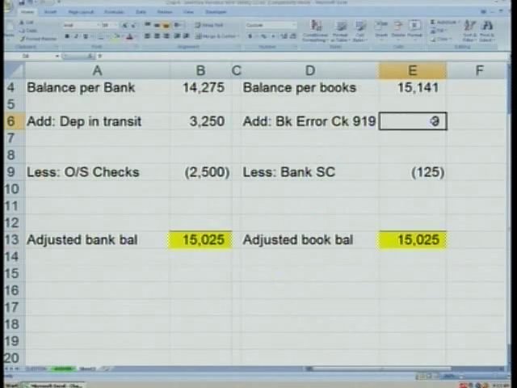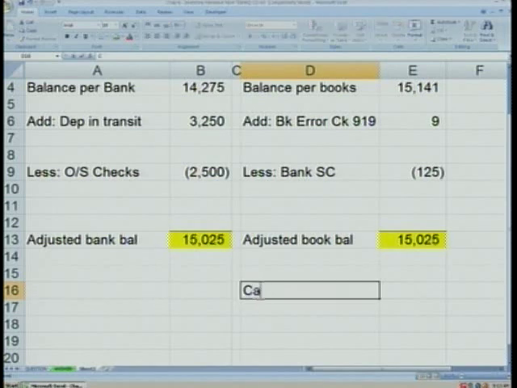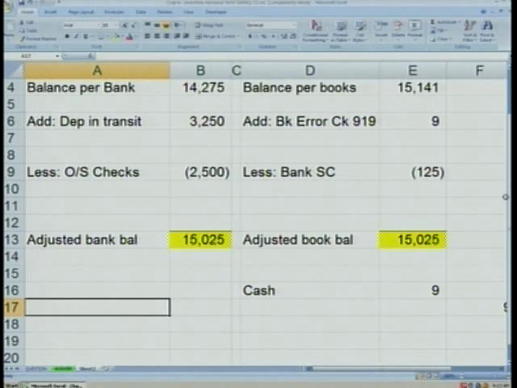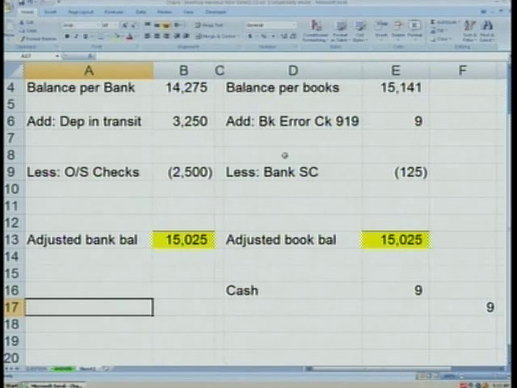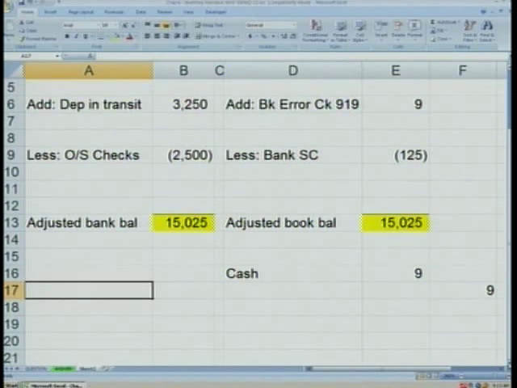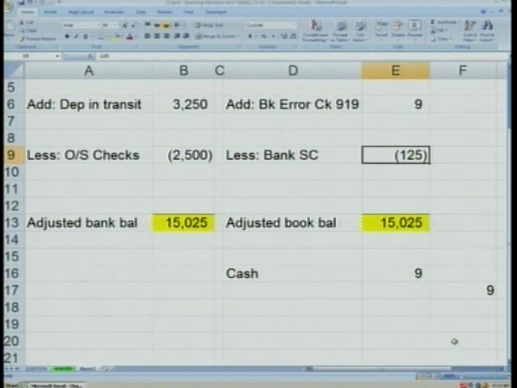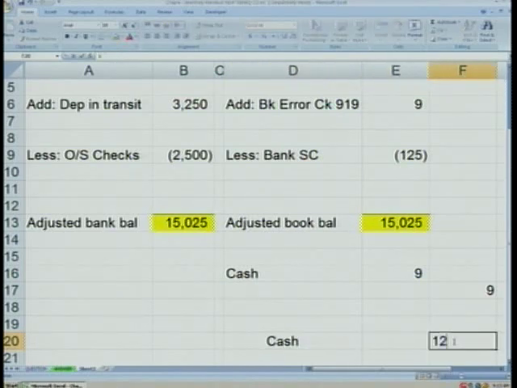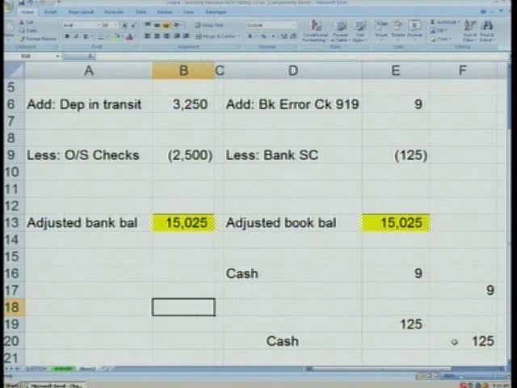Because here we are adding to the balance per book, right? So how do we add to cash? What do we do to it? We debit it. So that entry, we know we're going to debit cash for 9, and we will credit something else. Let me adjust these a little bit so you can see everything. Now we also know that here we have to subtract from cash. Well, how do we subtract from cash? We credit it, right? So we're going to be debiting something. So looking at these, what would make sense for the book error that we credit? What do you think?